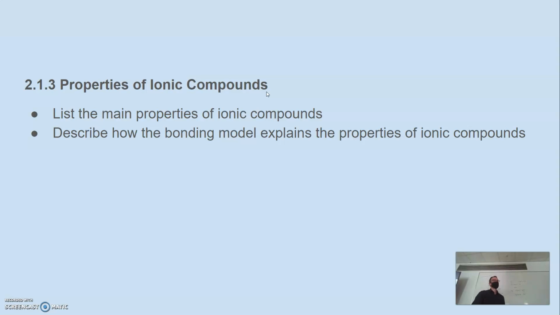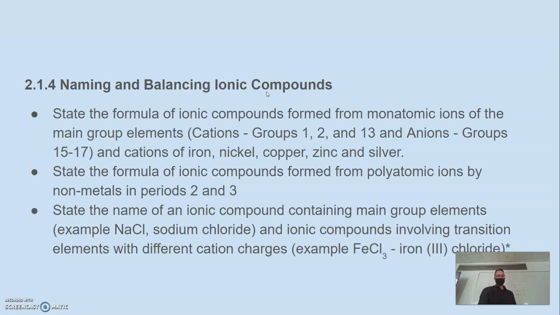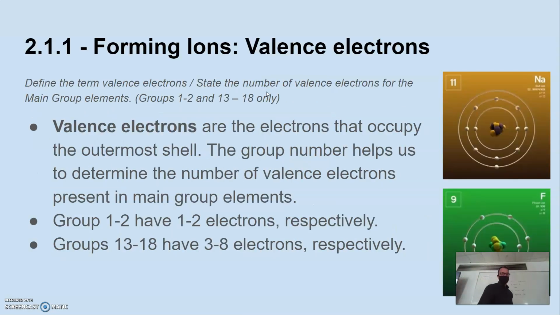We want to be able to look at the properties of ionic compounds, listing main properties, and describe how we can use that to explain the properties. The last part of this section of the bonding model is stating the formula of ionic compounds formed from polyatomic ions, and stating the name of ionic compounds as well. So formula relating to simple and polyatomic ions, and stating the name of those compounds as well, when we're involving transition elements. Okay, so we'll talk about that later.